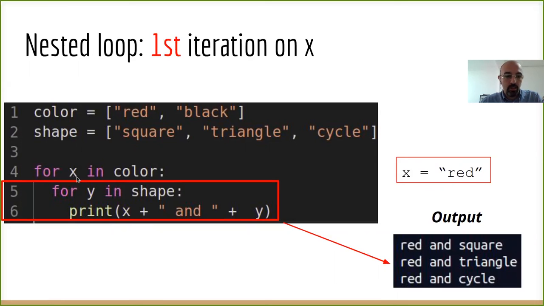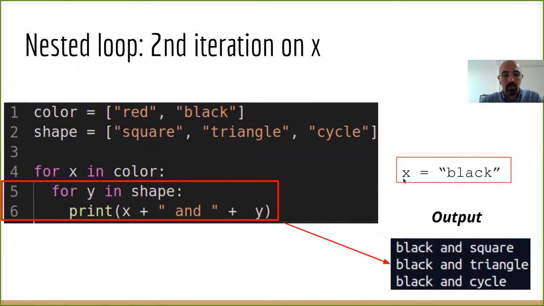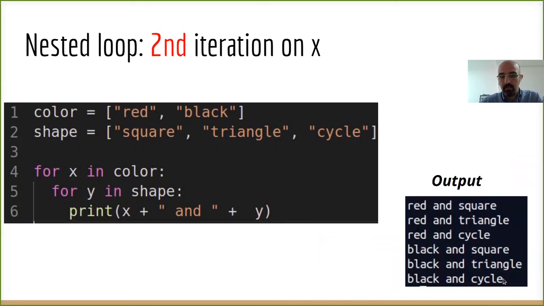The second iteration on X, X takes the value of black, the second element. And again, another loop over Y, associating the current X value, which is black, with all the elements of shape represented by the variable Y. So we will have black and square, black and triangle, black and circle. So it's a combination of the elements of the first set and the elements of the second set. At the end, we will find something like this in the standard output.